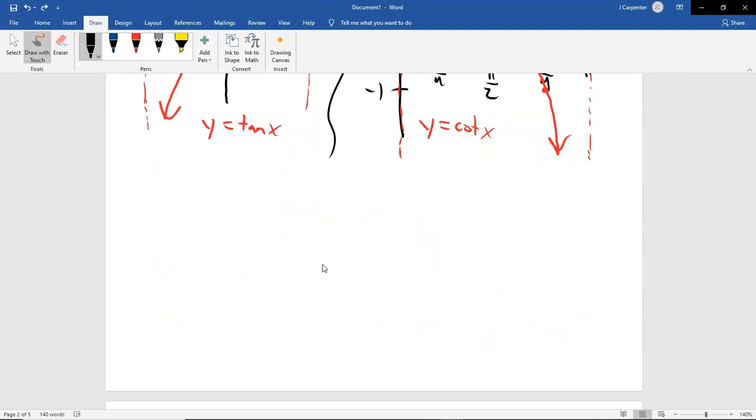All right, example 1, finally. I can never spell it. Graph. And it's just example 1. So it's going to be y equals 2 tangent of 6x.